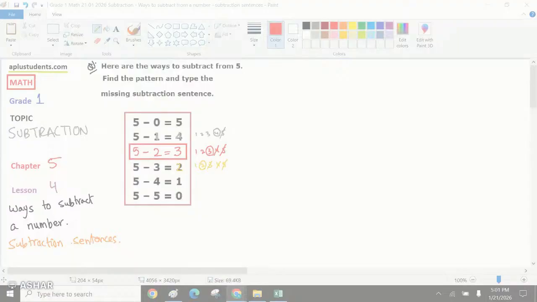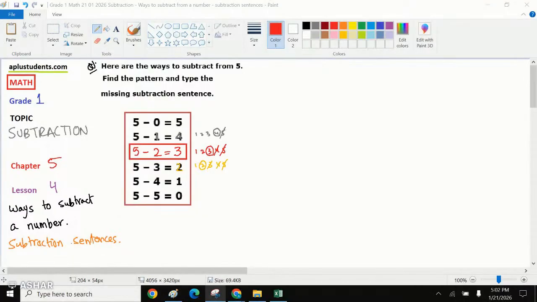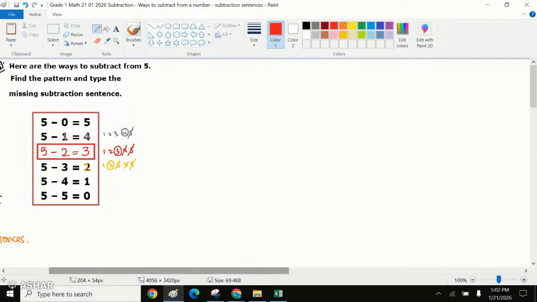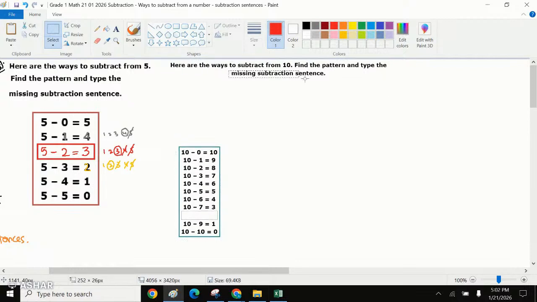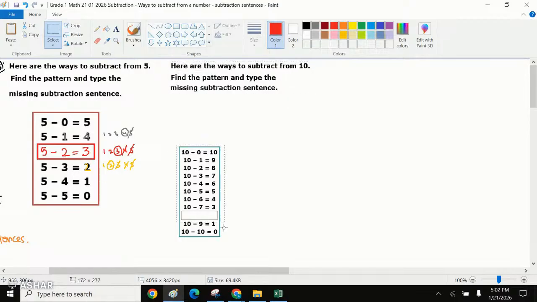Okay, so the next question we have is, just give me a minute, I'll copy down the question so that we have it on our screen. So the next question states that, okay, the next question is here. Here are some ways given to this. Let me just bring it down. Okay. So question number 2 states that here are the ways to subtract 10. We need to do the subtraction of 10, right?